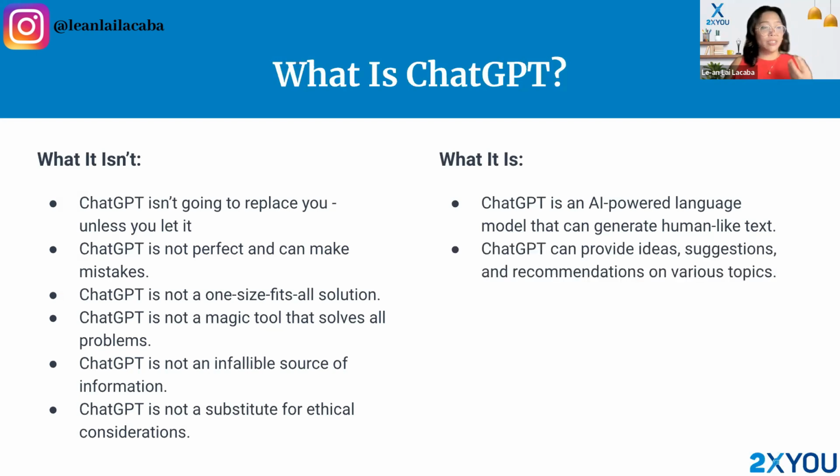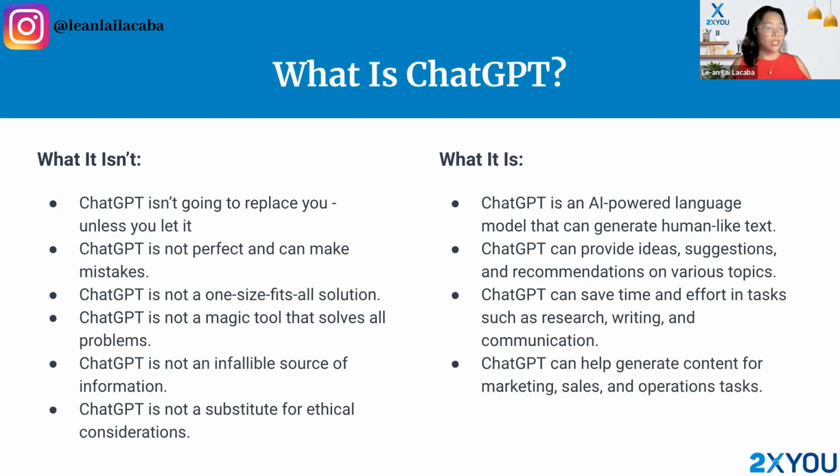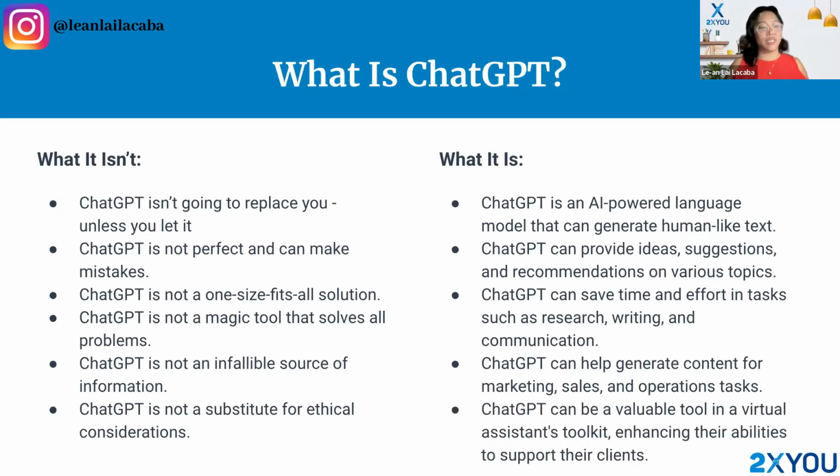ChatGPT can provide ideas, suggestions, and recommendations on various topics, and can save time and effort in tasks such as research, writing, and communication. It can also help generate content. If you've seen any of my content in the last 6 months, chances are I made a lot of it with ChatGPT. When it comes to sales and operations tasks, of course, it can be a valuable tool as long as you know how to use it in a virtual assistant's toolkit, enhancing their abilities to support their clients.